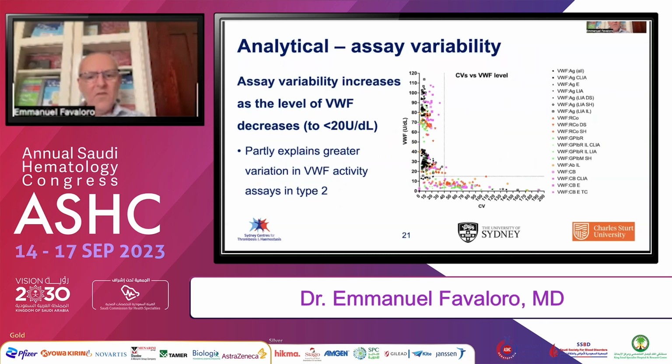Just a point that assay variability depends to some extent on the level of von Willebrand factor. So the lower the level of von Willebrand factor, the higher the assay variability. And it helps to explain why there's greater variability in type 2 von Willebrand disease, because in type 2 the VWF antigen is often above 20 units per deciliter, but the activity is often lower than 20 units per deciliter.